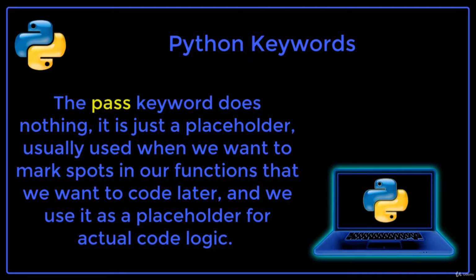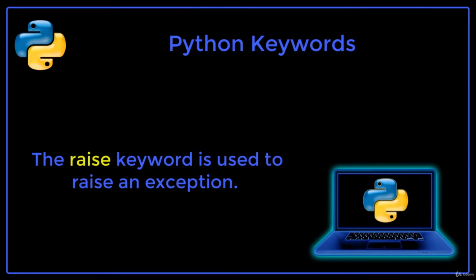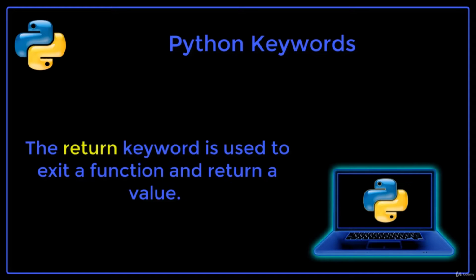The pass keyword does nothing. It is just a placeholder, usually used when we want to mark spots in our functions that we want to code later, and we use it as a placeholder for actual code logic. The raise keyword is used to raise an exception. The return keyword is used to exit a function and return a value.